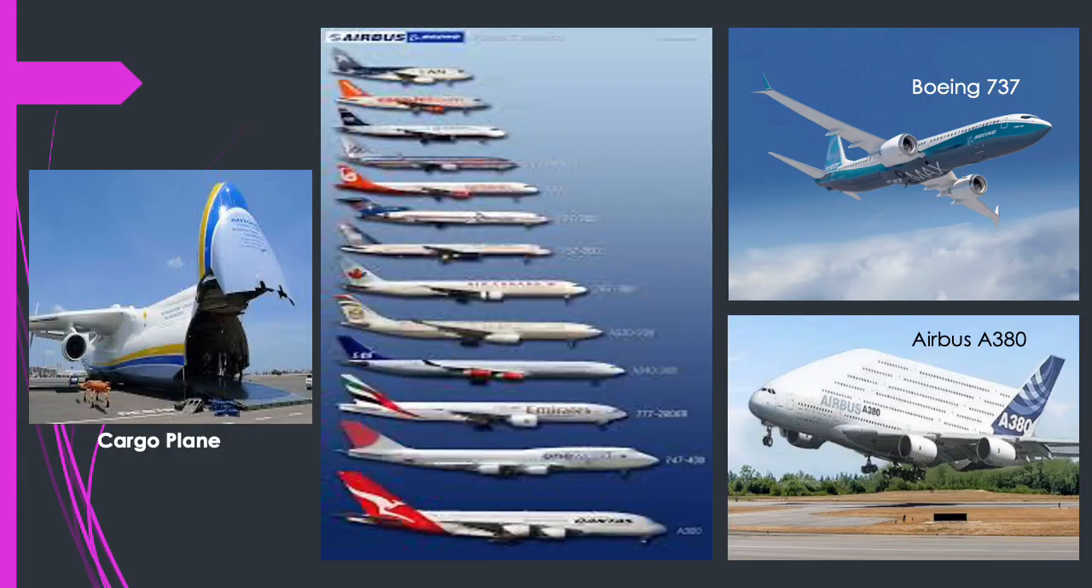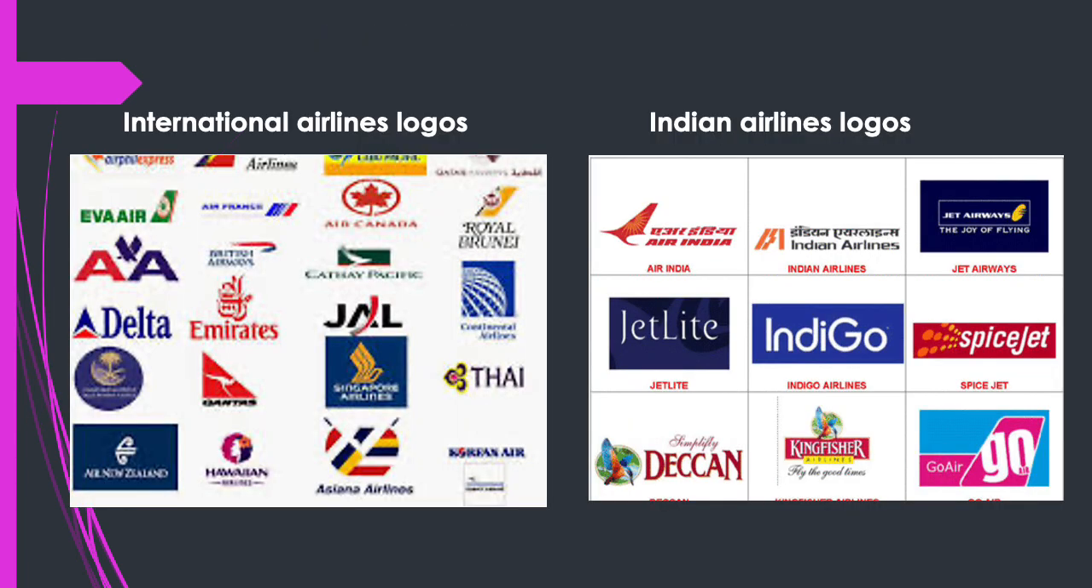Now this I am sure you are going to enjoy. Here you can see the pictures of different kinds of aeroplanes. There is a cargo plane, Boeing 737 and Airbus A380, but also so many other planes that I have put in the middle. You can go through them, sit and enjoy. These are the logos of some popular and important national and international airlines.